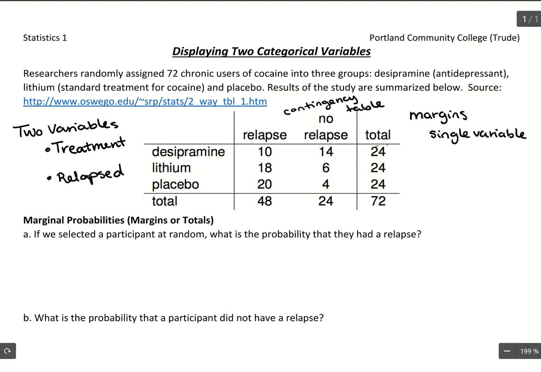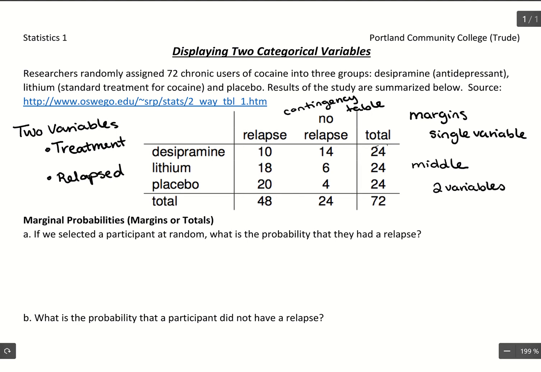Then the other part of this table is what's happening in the middle here. These values in the middle tell us about 2 variables. In the middle, we can see there's this value of 10. That's telling us we had 10 of these chronic users who participated in the study. They were given desipramine and they relapsed. So this number tells us about 2 qualities. And like this number 6 right here, that tells us that that group was given lithium and they didn't relapse. So these intersections in the middle tell us about 2 variables.